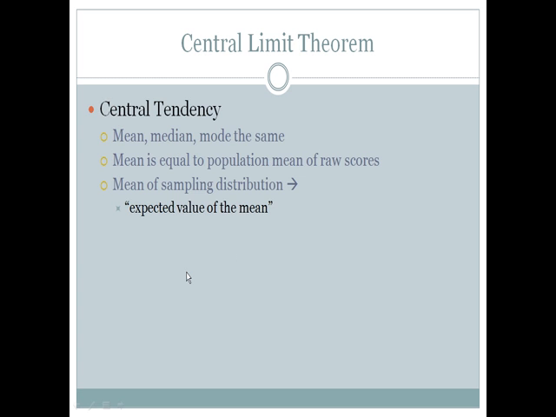Okay, what about the central tendency for the distribution of sample means? The mean of the distribution of sample means is called the expected value of M, and it is always equal to the population mean. So if we have the population mean or the expected value of M, we know that the other one is going to be equal to that.